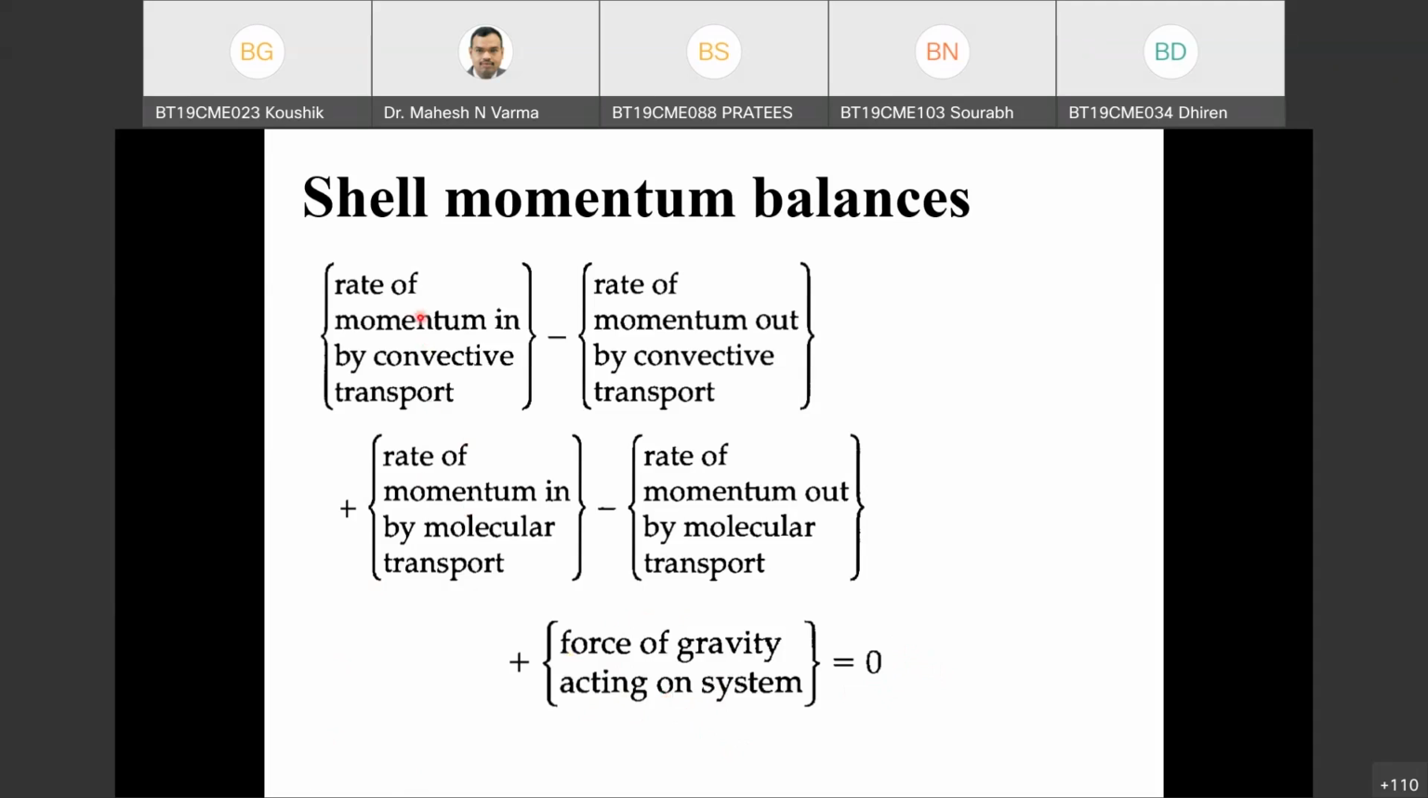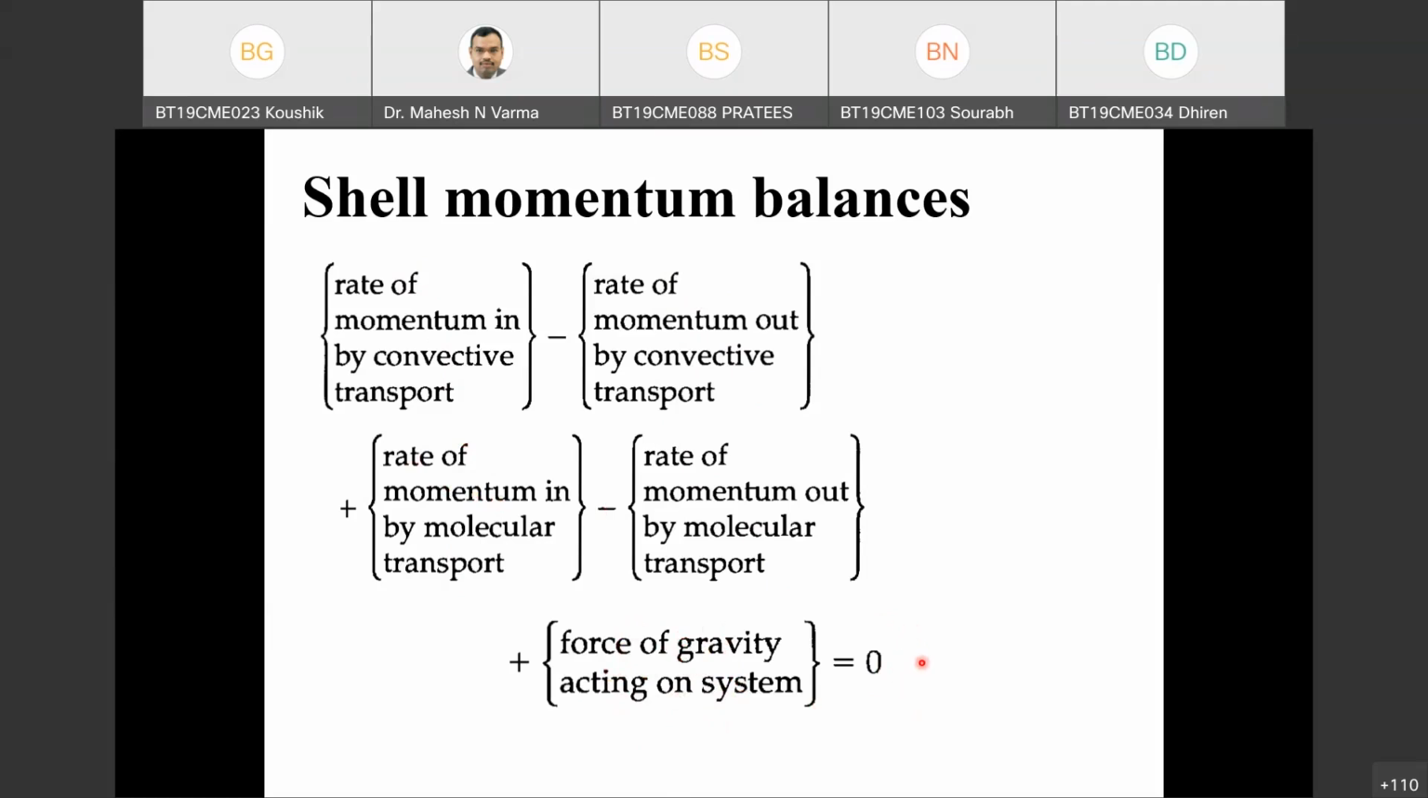These two brackets represent the rate of momentum coming into my differential shell. These two brackets represent the rate of momentum going out of the differential shell. This is also going out. This is also going out. This is the generation and consumption of the rate of momentum, generally because of gravity. Pressure forces are considered in the momentum flux. The only remaining one is gravity. Whatever momentum is added or subtracted from the system because of gravity can be taken as generation and consumption of momentum.